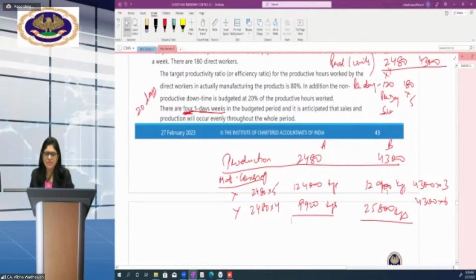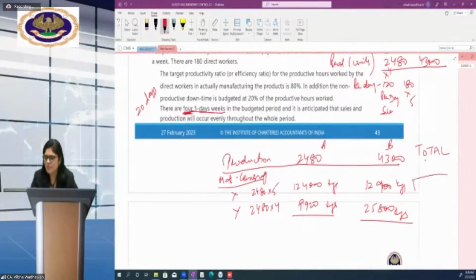Can I have the consumption for material X and Y in total? Now I want the total consumption of material X and material Y, because only then can we purchase it. Material X, total consumption for A and B. Material Y, total consumption for A and B. So can I have the total material consumption for X and Y? Total.